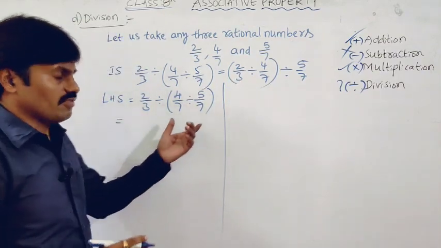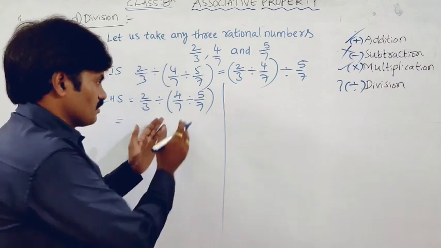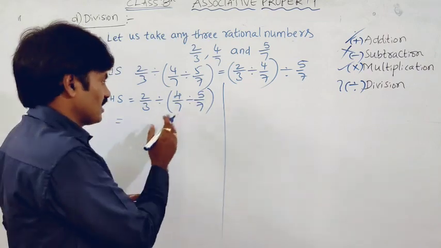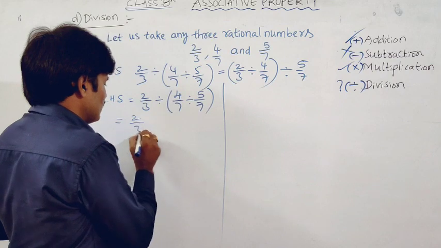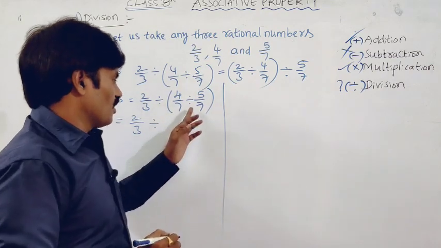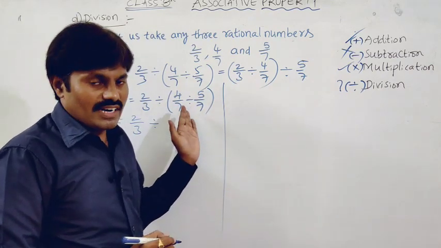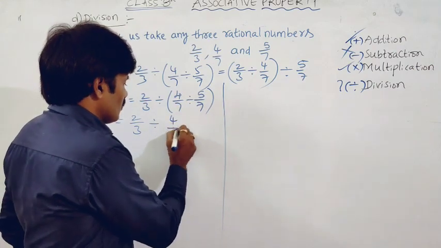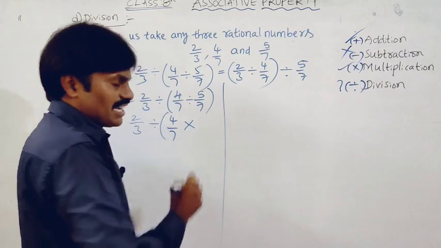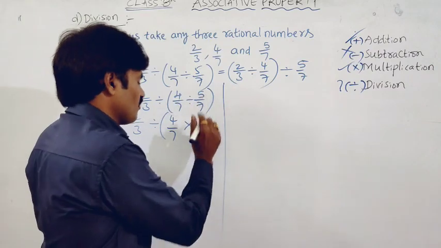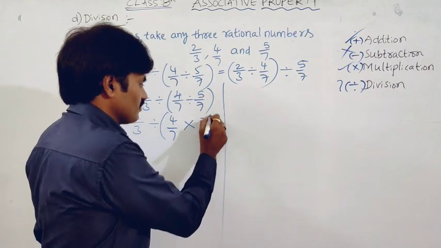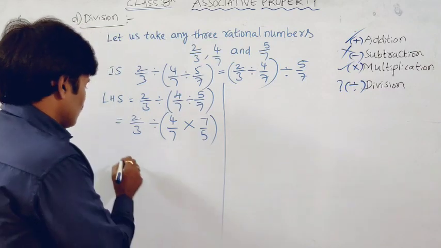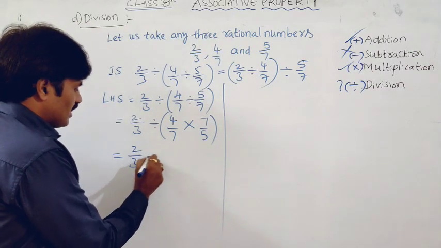First of all, we have to simplify according to BODMAS. We have to simplify brackets. Okay, we have to clear the brackets. So 2 by 3 divided by. As we know, while dividing a fraction by another fraction, what do we do? We change the sign into multiplication and we write the reciprocal of 5 by 7, that is 7 by 5. Clear? Now 2 by 3 divided by.